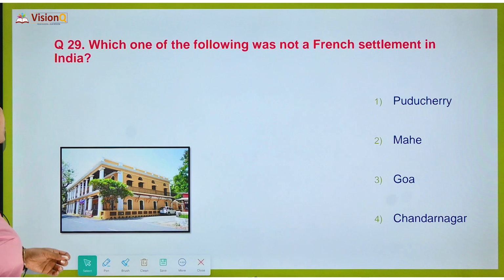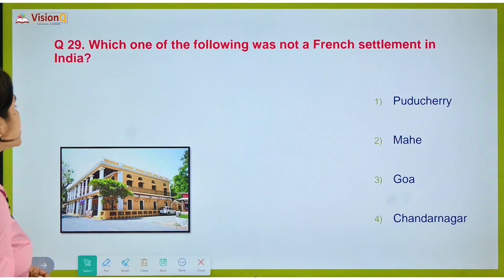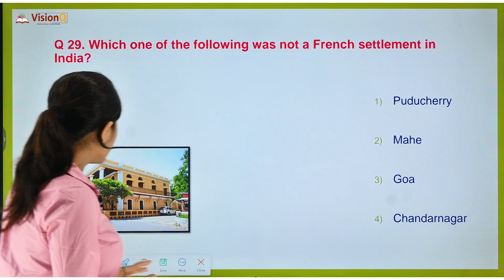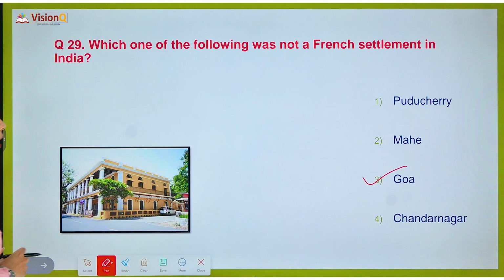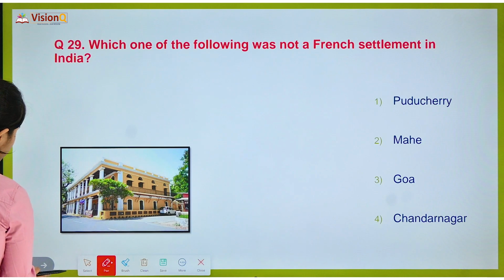Moving to the next question, which one of the following was not a French settlement in India? Goa, you all know, is a Portuguese settlement in India. So Goa is not a French settlement.